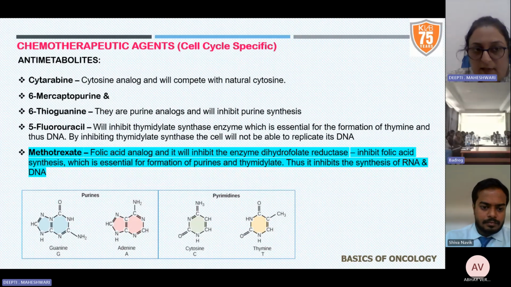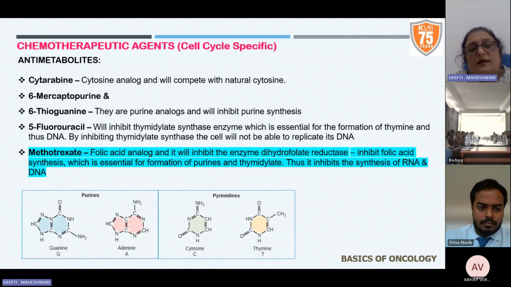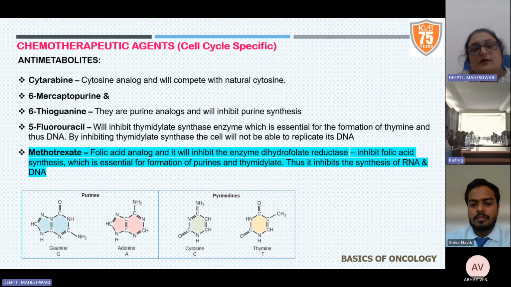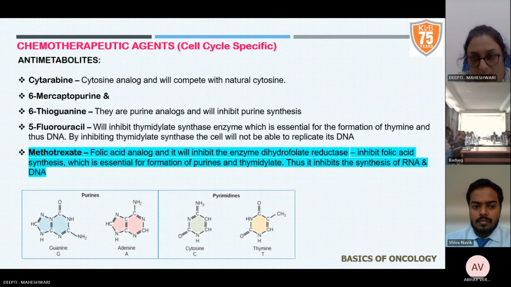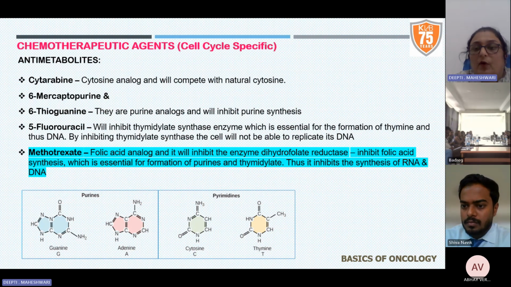So what you have to understand here is basically methotrexate is a folic acid analog. Folic acid is required for the synthesis of RNA and DNA, which is an essential component for DNA replication to take place. Now this folic acid analog, methotrexate, has entered. So it will go and mask. Because of this, the actual folic acid will not be present, which is actually required for the RNA and DNA synthesis to take place.